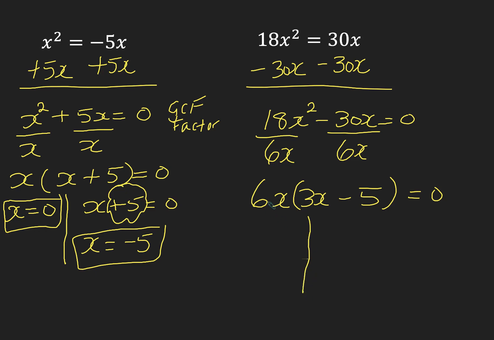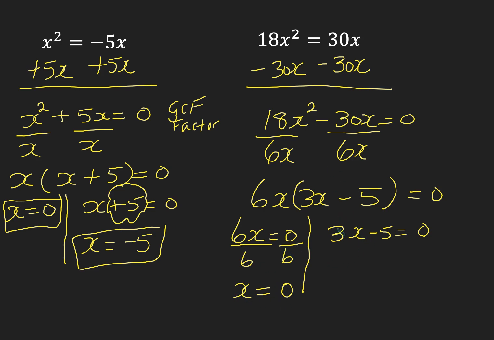So remember, set each factor to 0. So I have 6x equals 0 and 3x minus 5 equals 0. Now here, you're solving for x. If you divide both sides by 6, guess what? x equals 0. So I don't care if you have 6x equal to 0, your answer is x equals 0. You could have 5x equals 0. Your answer will be x equals 0.